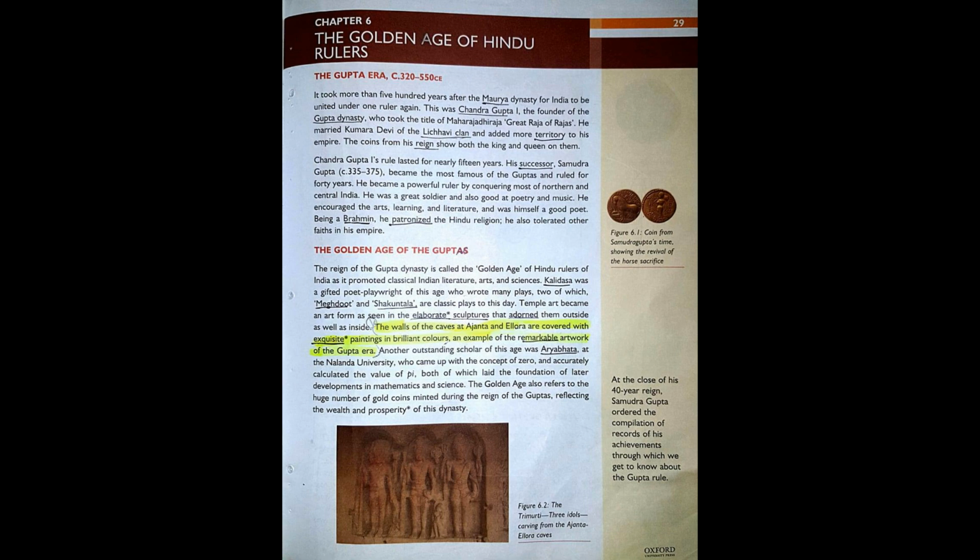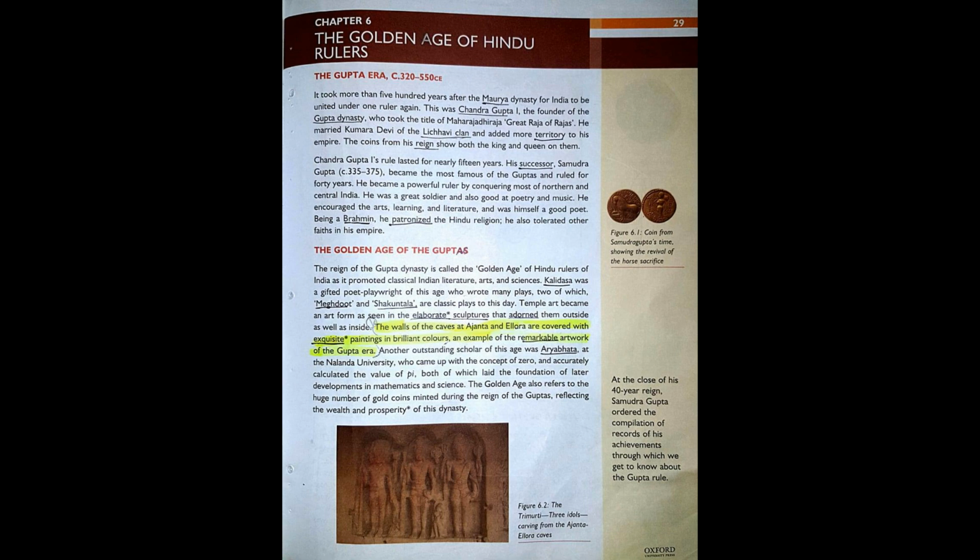Kalidasa. Kalidasa was a gifted poet and playwright of this age, who wrote many plays, two of which, Malavikagnimitra and Shakuntala, are classic plays to this day. So, who was Kalidasa? Kalidasa was a classical Sanskrit author who is often considered India's greatest playwright and dramatist. Temple art became an art form as seen in the elaborate sculptures that adorned them outside as well as inside.